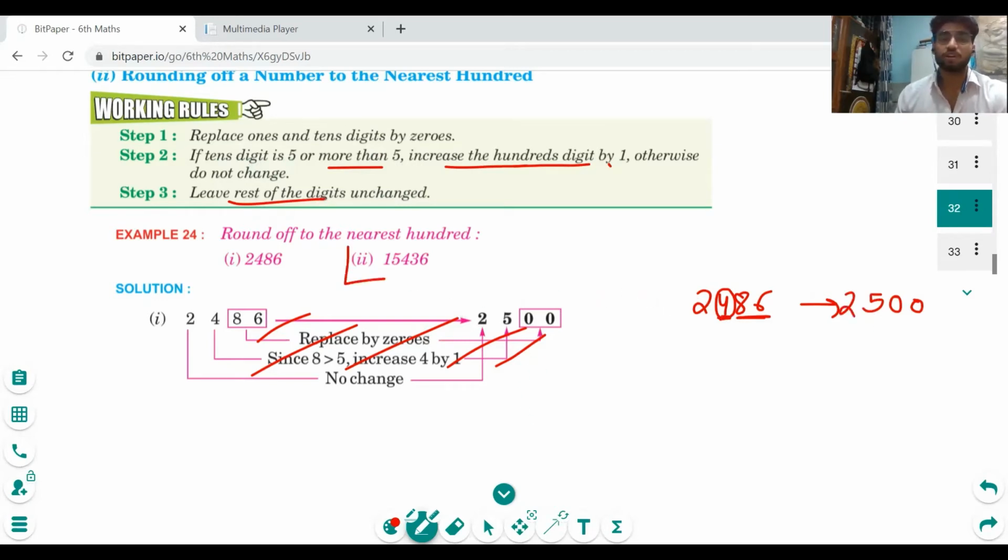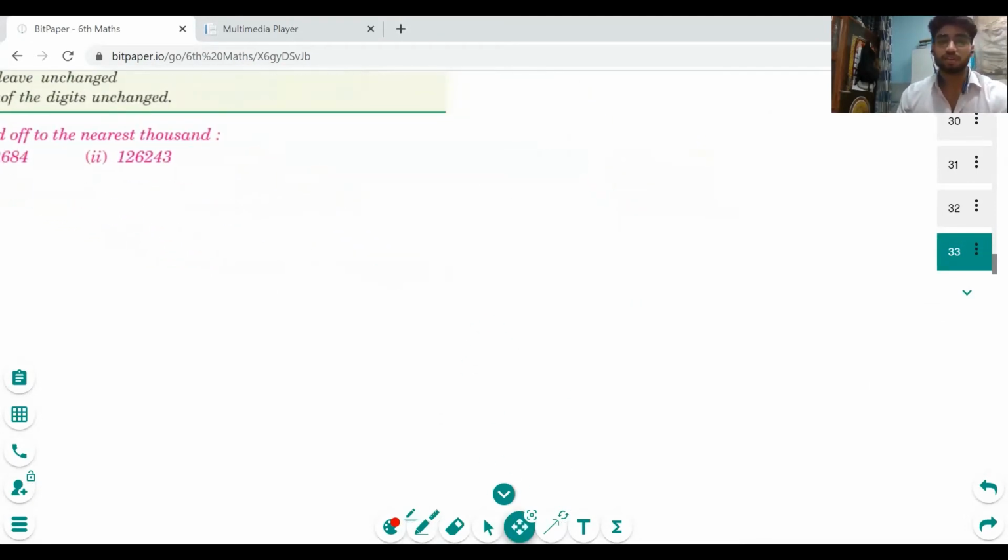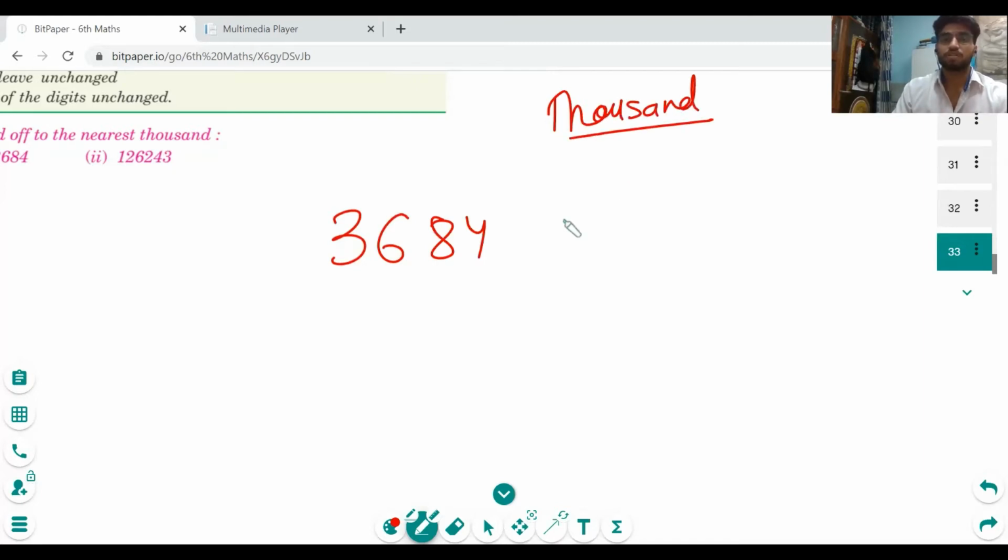Try this on your own. You can tell me in the chat or maybe in the comments. Let's try rounding off to the nearest 1,000 now. 100 we have already done. Same pattern will follow. This is really easy. Let's try this one: 3684. We are rounding off to the nearest 1,000 this time. So ones, tens, 100, 1,000. Everything before 1,000 will be zero.